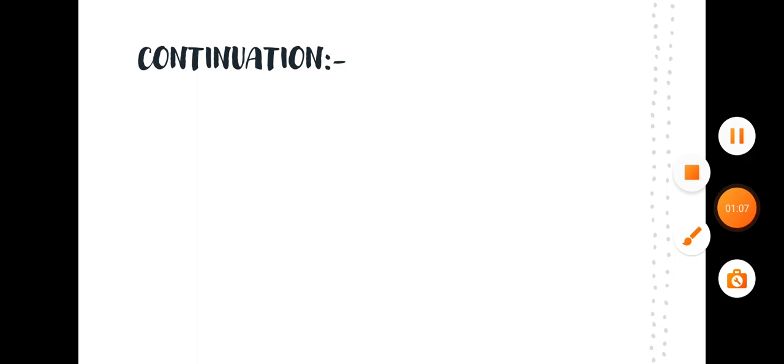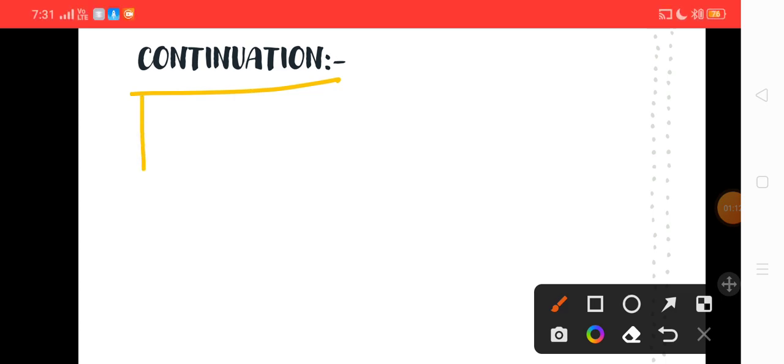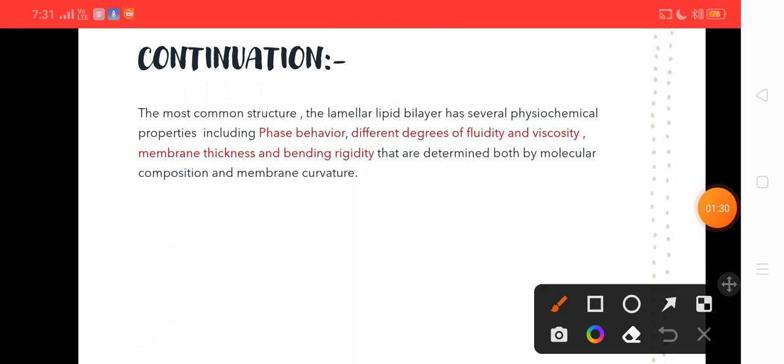Our topic of discussion today is the lamellar bilayer, or the normal bilayer that we have just talked about. Remember the 4 supramolecular structures I have just mentioned. Among them, 2 are very important. One is the lamellar bilayer, along with that the micellar structure.